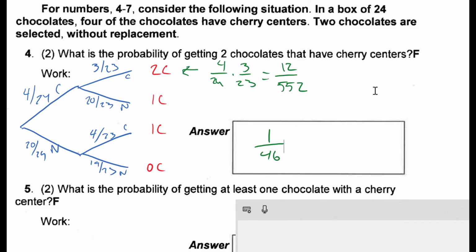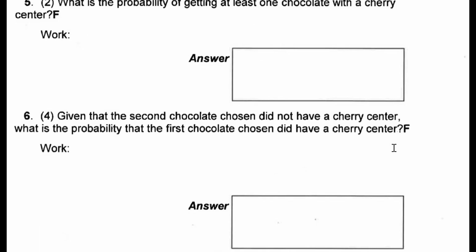All right, I'm going to need to refer to that diagram every once in a while, but let's see what we can do. Okay, so what's the probability of getting at least 1 chocolate with a cherry center? Well, there's 2 ways I could do that. I could calculate the 2 and the 1, but if I just calculate the none and take that away from 1, that should split it up nicely. So I just need the probability of getting 0.